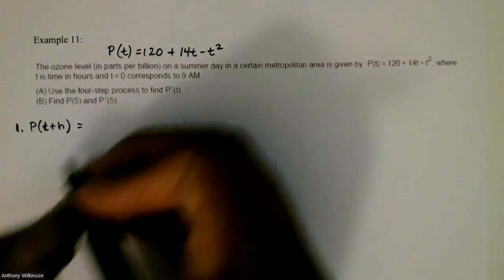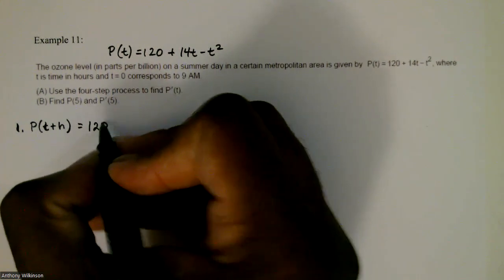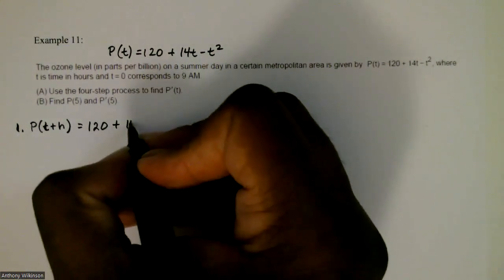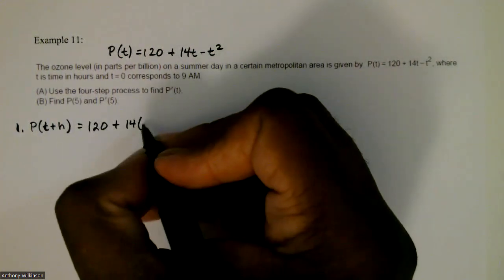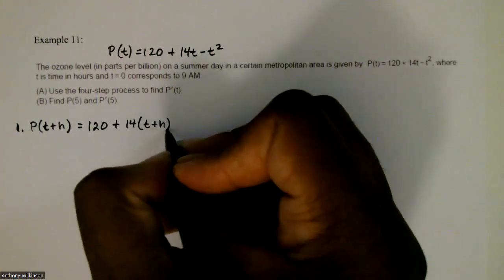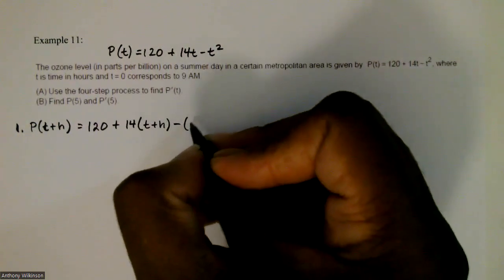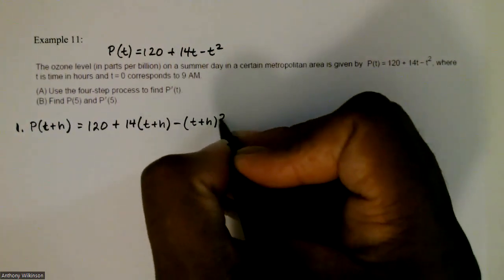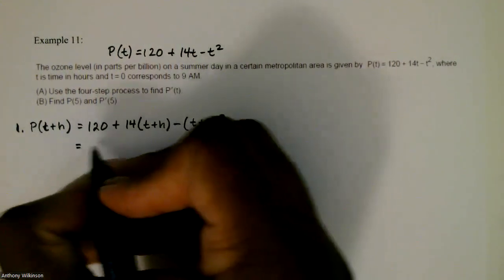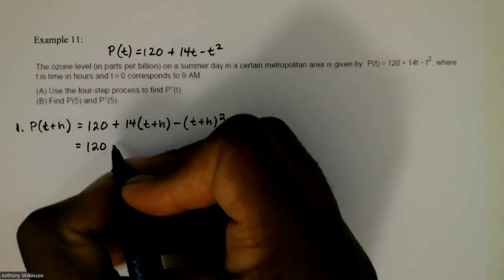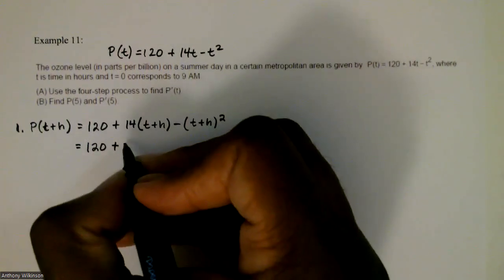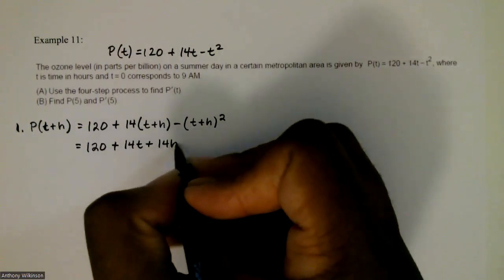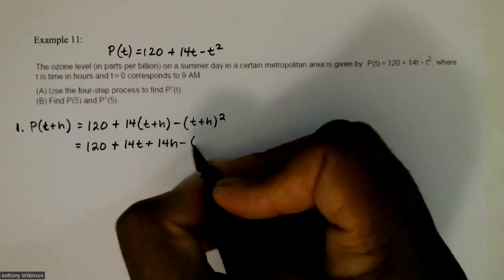All right, so here I got 120 plus 14 times, the T will be replaced with T plus H, minus, here this will be replaced with T plus H, quantity squared. If I simplify this will be 120 plus 14 times T will be 14T, plus 14 times H will be 14H, and then minus.